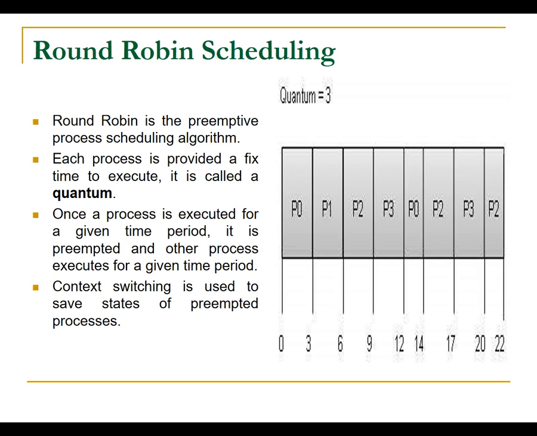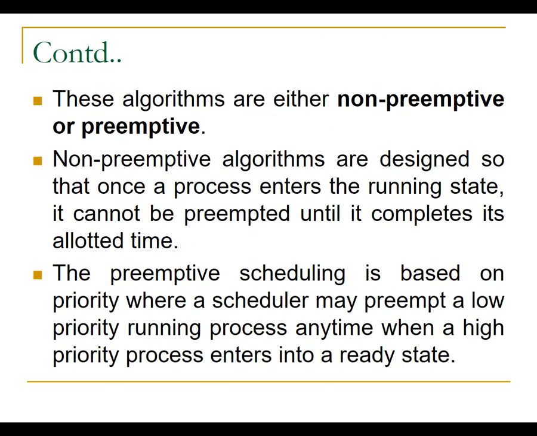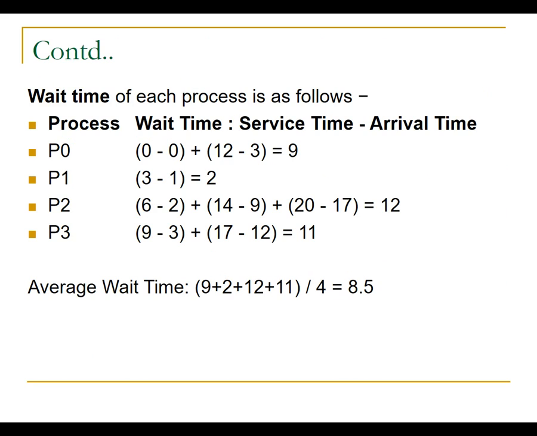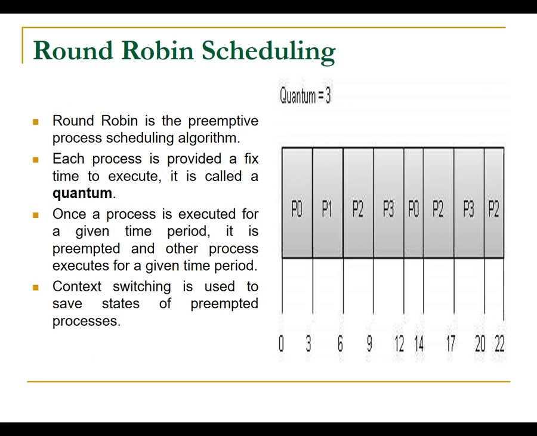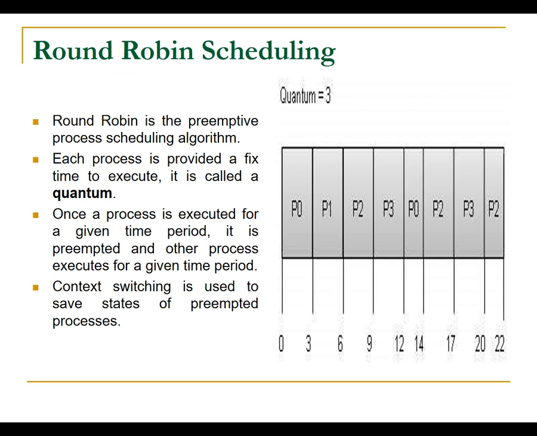In our next lecture, we will go for the other scheduling algorithms, the last two to be discussed in unit number 2. Two scheduling algorithms are remaining: round robin and multi-level queue scheduling. We'll discuss them in the next lecture.